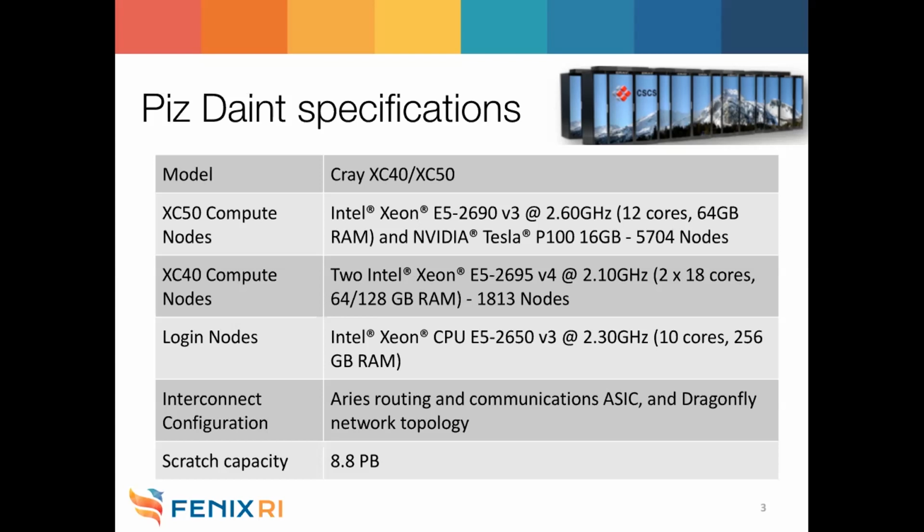It has a high speed, high bandwidth global interconnect, which is quite essential especially for low latency, high bandwidth workloads, primarily written using a message passing library like MPI. In this case, the network interface is proprietary from Cray, called Aries, and the topology is Dragonfly. And it has a usable scratch capacity of 8.8 petabytes.